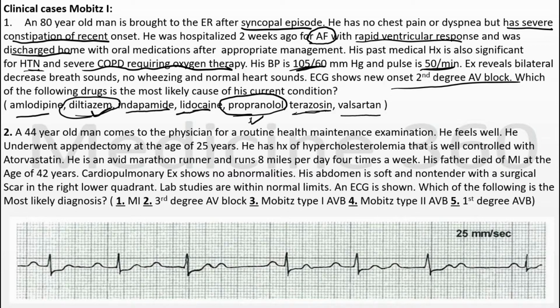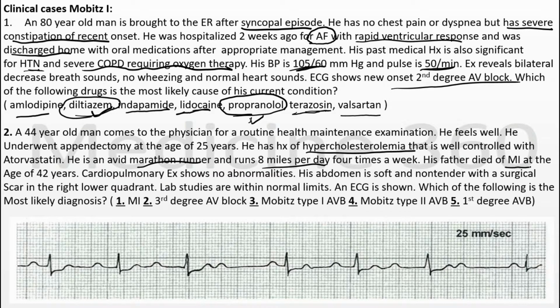Now, the patient is young and comes to the hospital for a routine health maintenance examination. The patient has a history of hypercholesterolemia that is well controlled. The patient is a marathon runner and also has a family history of myocardial infarction at an early age. Now we will see the findings on the ECG.